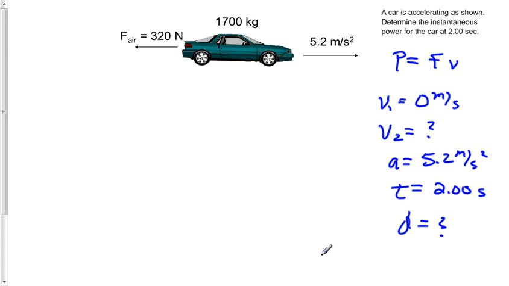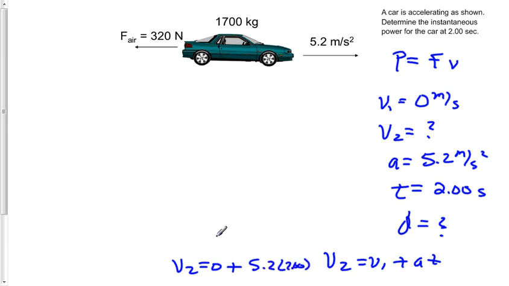So then I'm just going to use my V2 equals V1 plus AT equation. That will allow me to find velocity 2 without knowing distance. I guess I will solve that over here for clarity. So V2 is equal to 0 plus 5.2 multiplied by 2.00. And velocity 2 is equal to 10.4 meters per second.